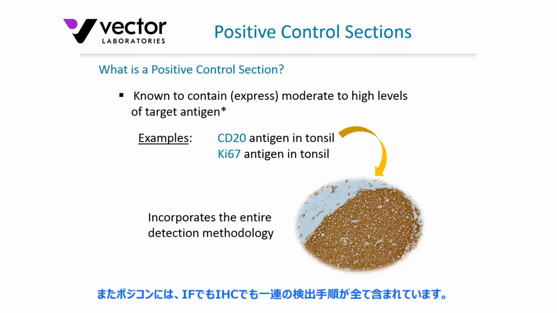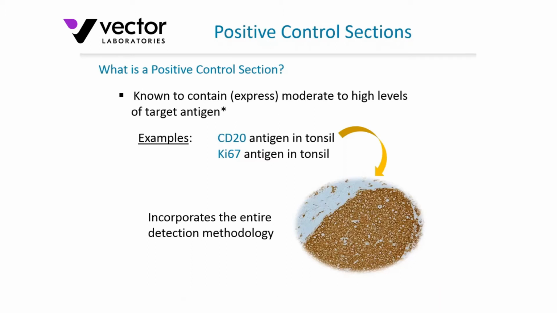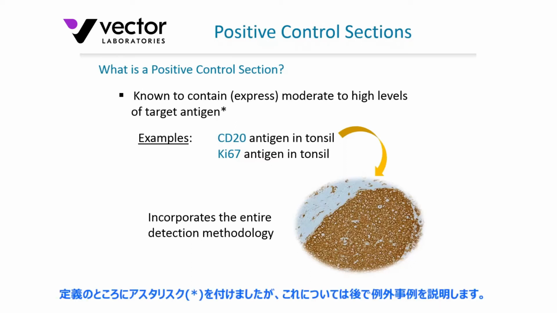Now, as showcased here in that image, positive control sections incorporate the entire detection methodology, which is obviously from antigen retrieval, your quenching, your blocking, primary antibody, and then the rest of the detection reagents, whether it be enzymatic or fluorescence-based. Now, I do have a little asterisk up by the definition I've given there, and we'll revisit that a little later on in the presentation. There is an exception to that definition that I'll explain a little later, so just keep that in mind.